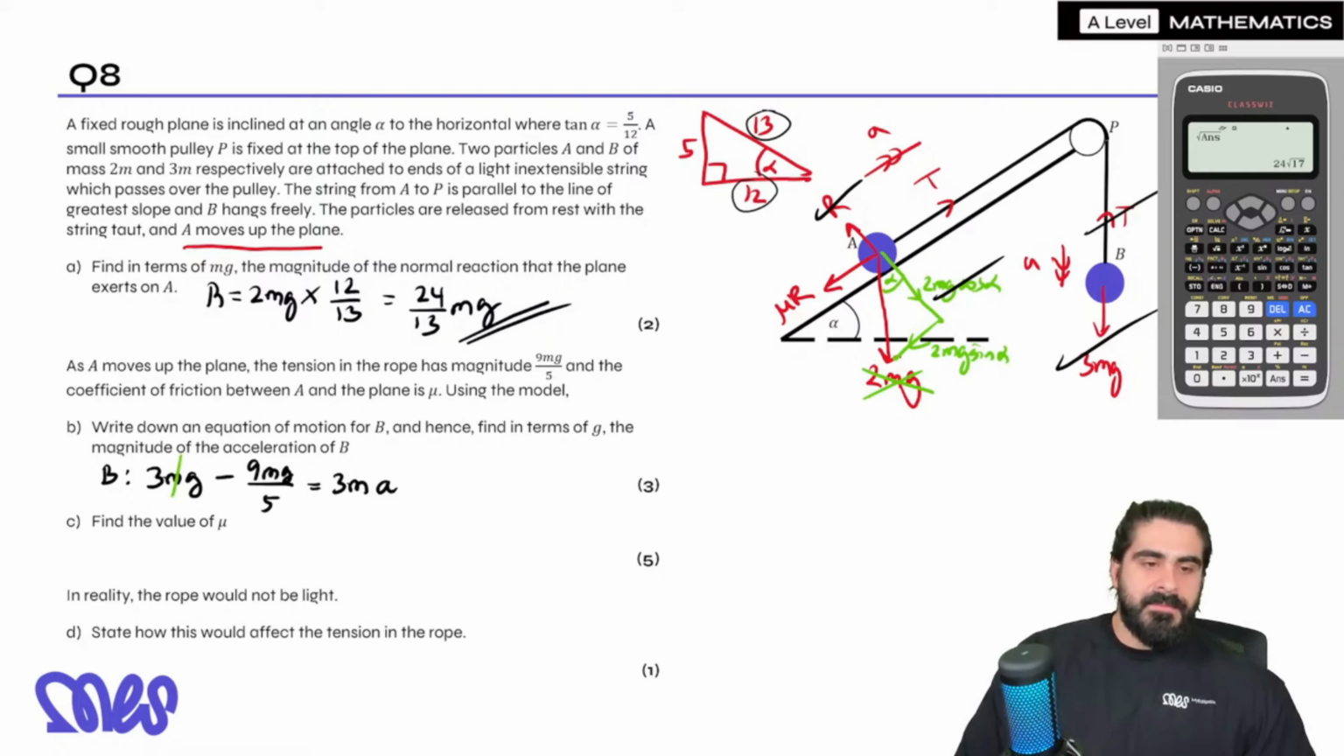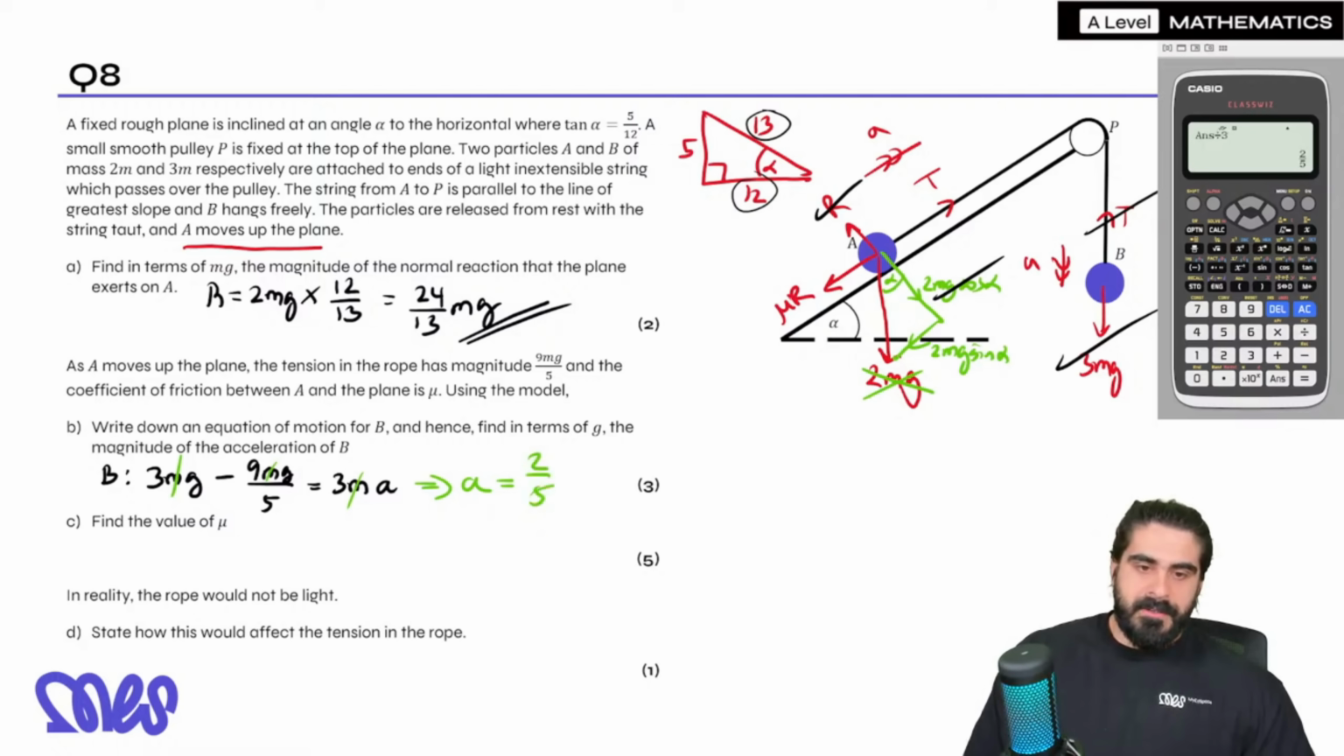Notice m's cancel everywhere. So we're going to do in our calculator 3 minus 9/5. Then we're going to divide by the coefficient of a, which is 3. So 2/5 g.